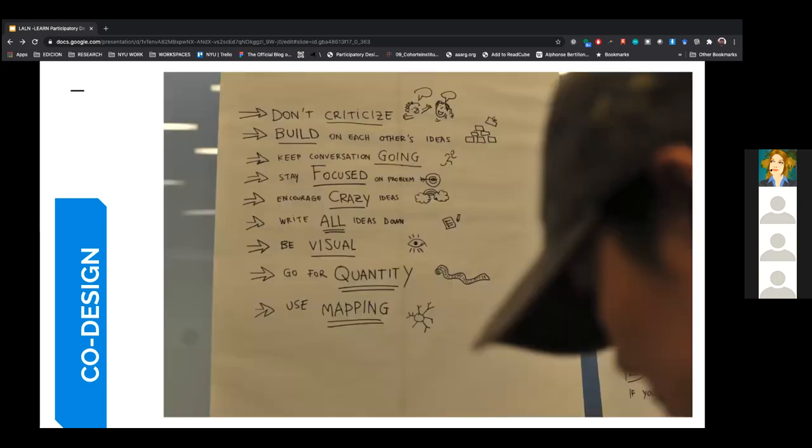Here, by the way, is one set of rules that we always put in our sessions. Don't criticize, build on each other's ideas, get the conversation going, stay focused. And just having that there makes us all have agreement of what the rules of the space are, so we can create together.